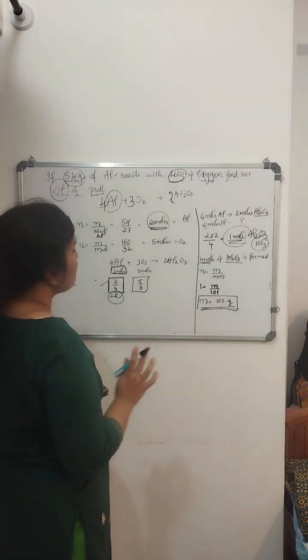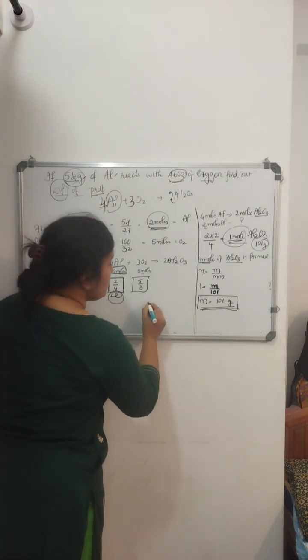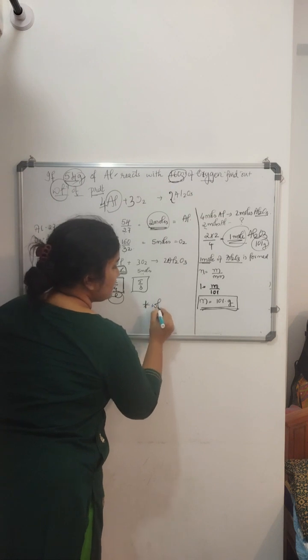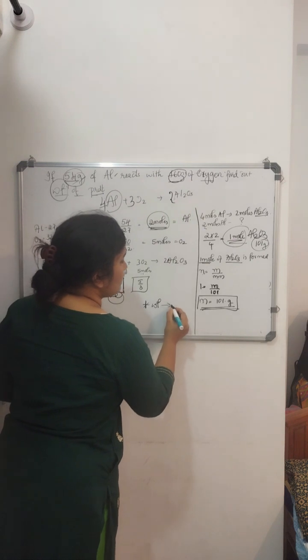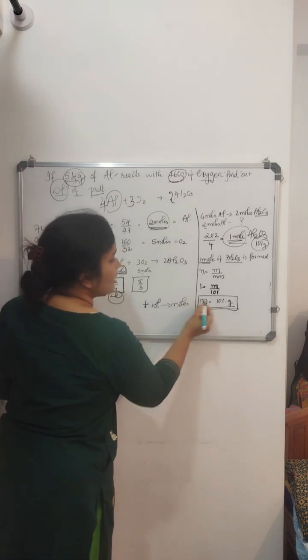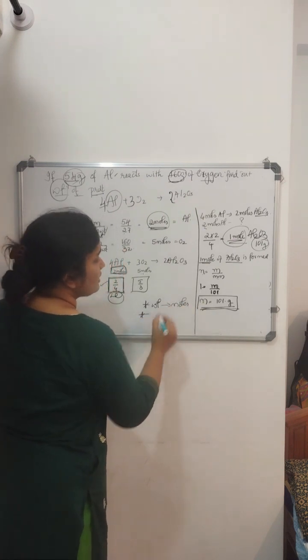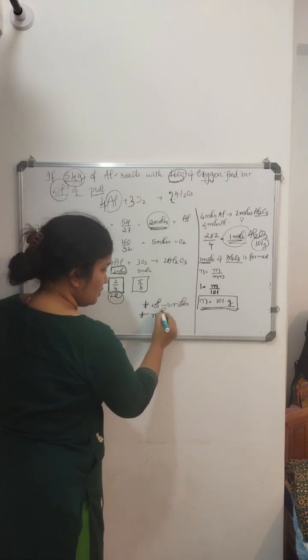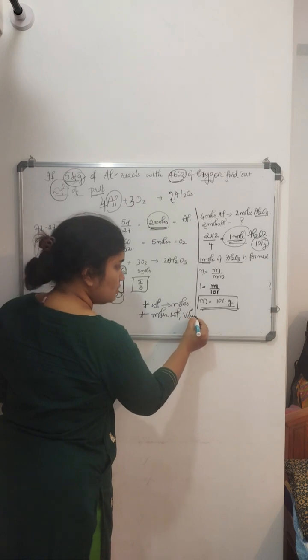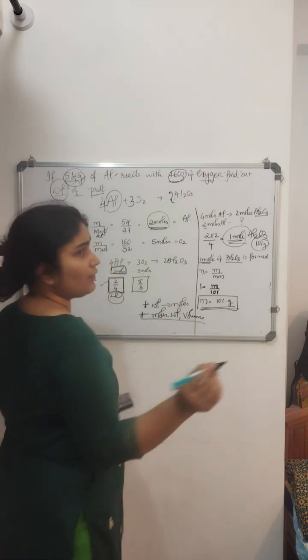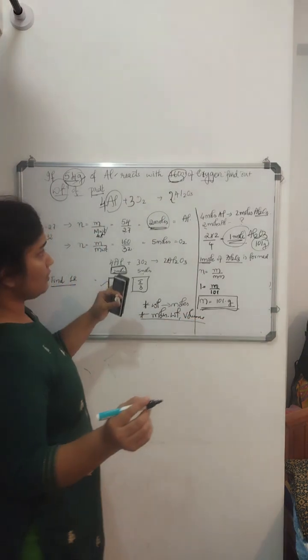So what are the things to note in this question? If weight is given of any substance or any reactant, make sure you convert it into moles. Second thing is, check what the answer is asked in. Is the answer asked in moles? Is the answer asked in weight? Is the answer asked in volume? All these things we have to take care of while solving such questions.